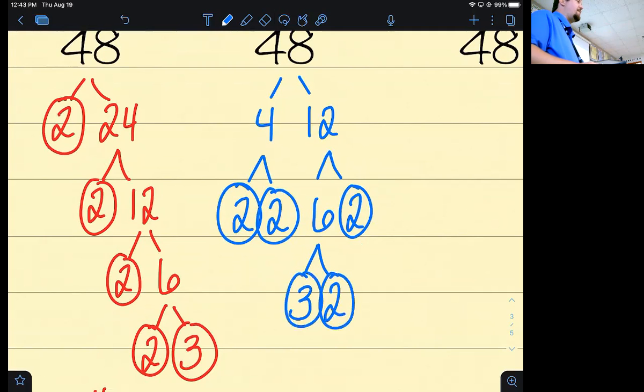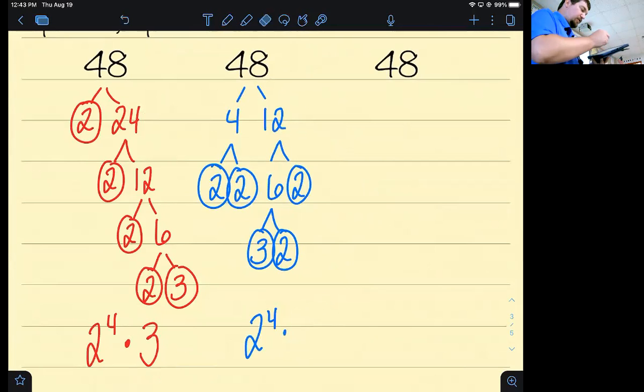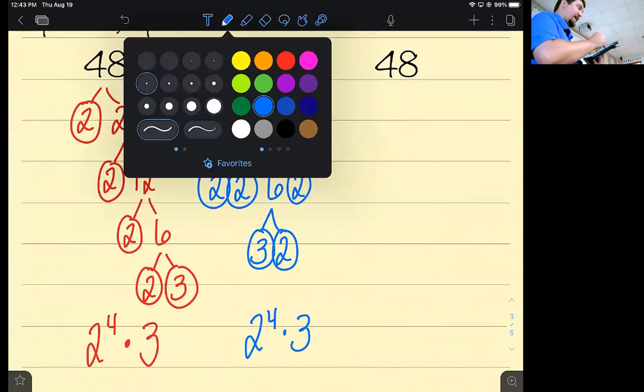And guess what? How many 2s did I circle? 4 of them. You get the same answer, even though your tree looks different. So don't be worried if your tree looks different from somebody else's. You should still end up with the same answer. And there's one more way I can show you.